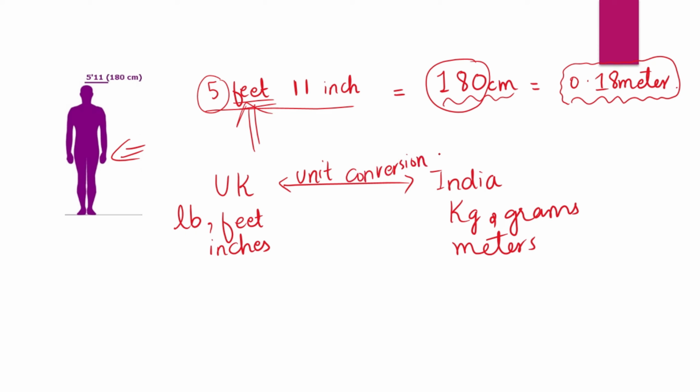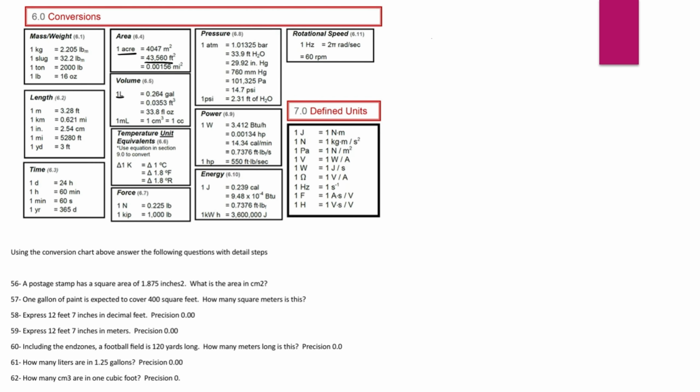So an Indian can find how many feet there are in 1 meter. That's the thing. In order to do the unit conversion, we have some values. You can see here, for mass they have written 1 kilogram equals 2.205 lbm, right?